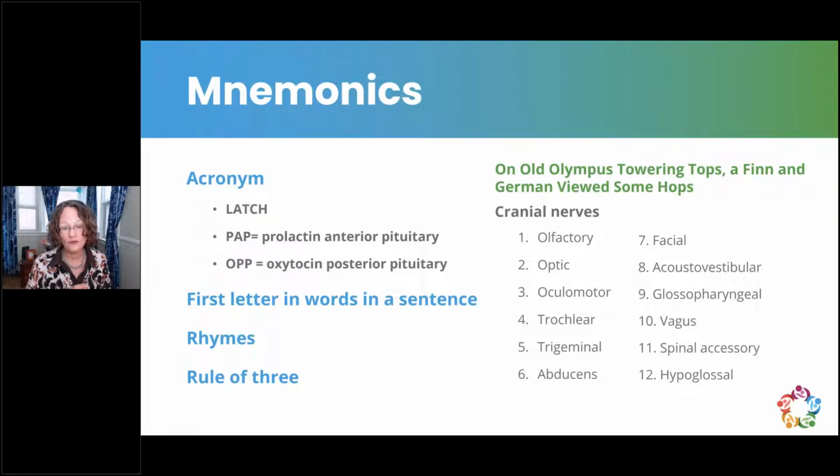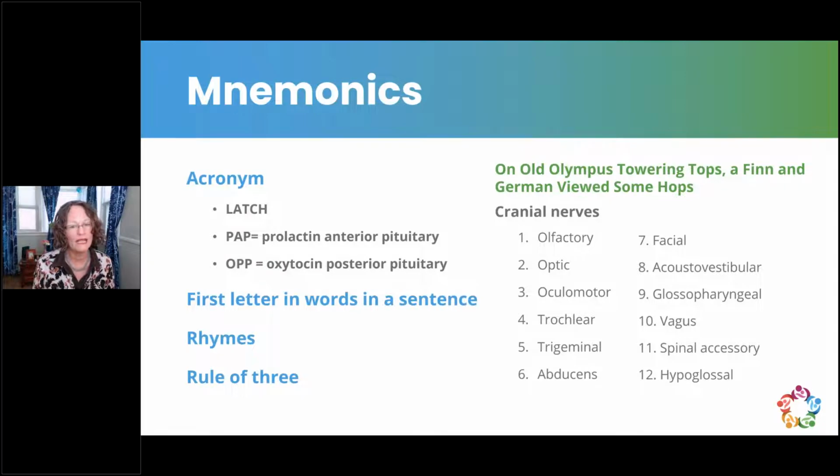I also had a previous student who suggested how to remember which hormones come from which part of the pituitary gland. The acronym they used was PAP and OP. PAP stands for prolactin is generated or created in the anterior pituitary, and OP, which is oxytocin, is in the posterior pituitary. So that was an easy way for them to remember which aspects of the pituitary gland produce which hormone. There's also the trick of using the first word of a sentence to jog your memory.